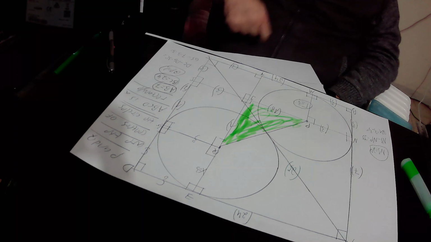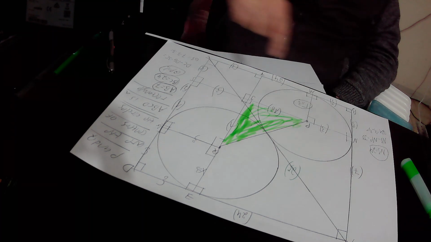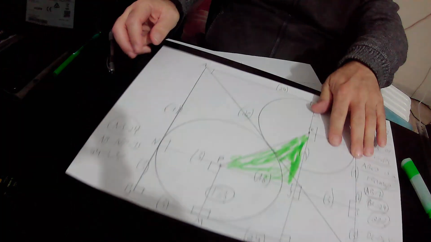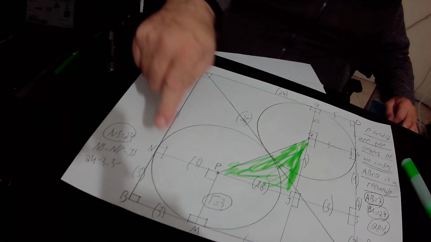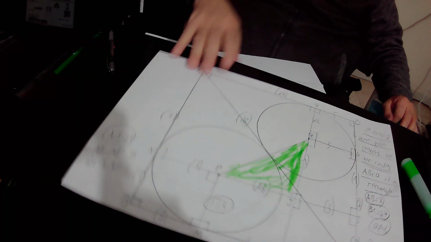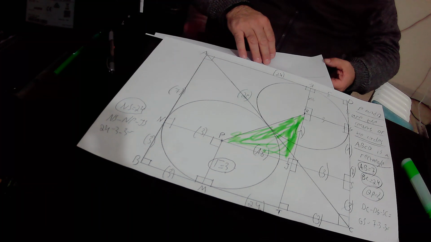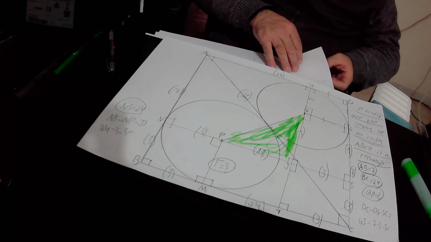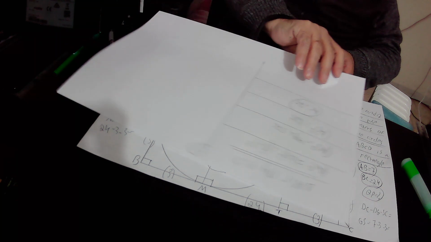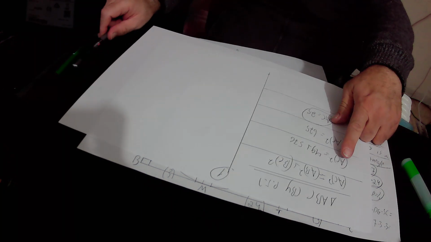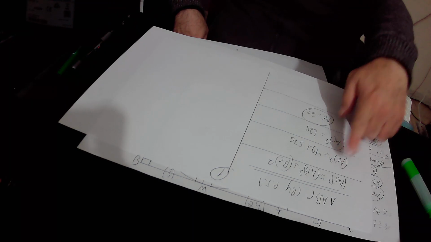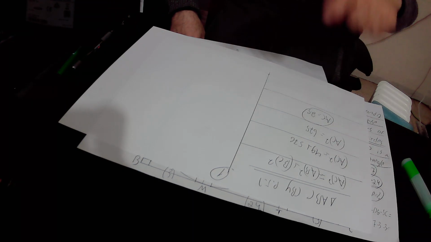Then we focused on the right triangle, triangle ABC. We implemented the Pythagoras theorem on this right triangle. According to the Pythagoras theorem, in this right triangle ABC, the square of the hypotenuse equals the sum of the squares of the perpendiculars. The hypotenuse of the right triangle ABC is AC, therefore the square of the hypotenuse is AC squared, and it must be equal to AB squared plus BC squared.